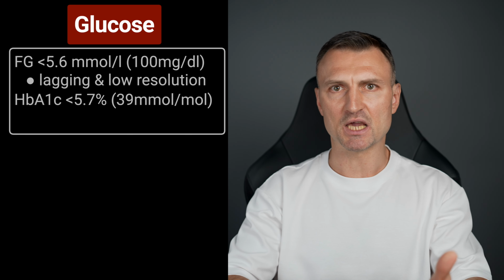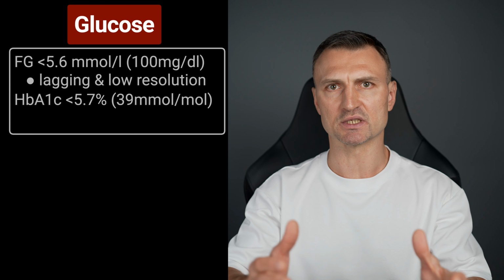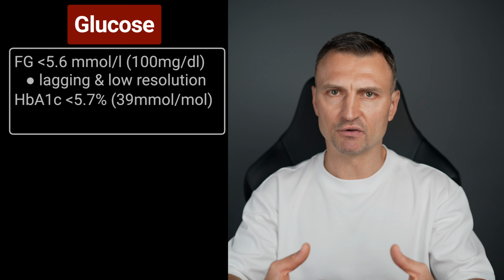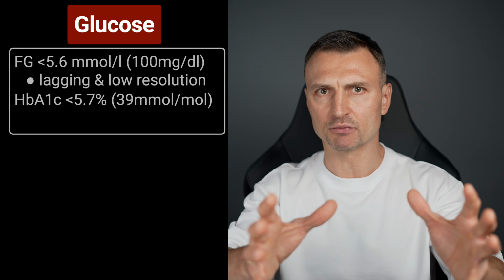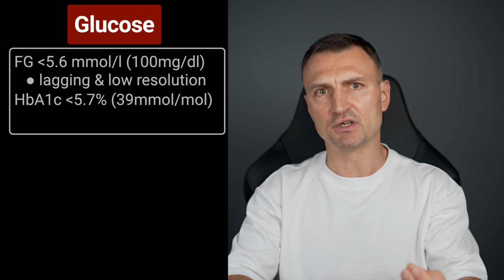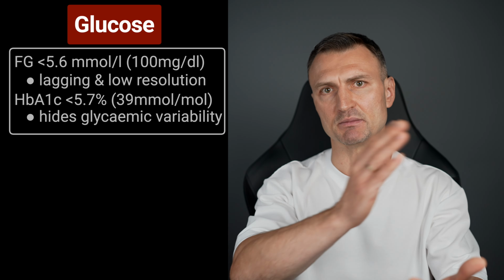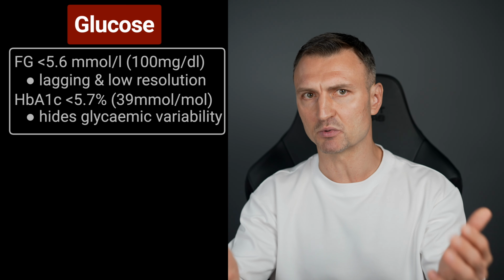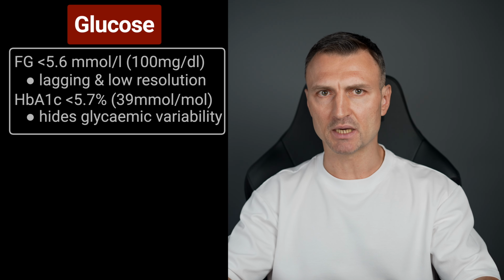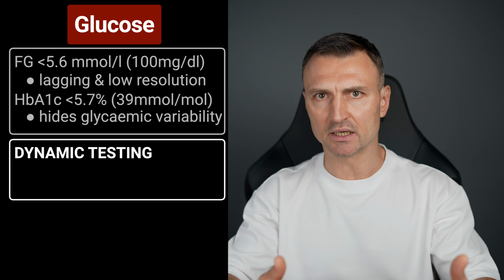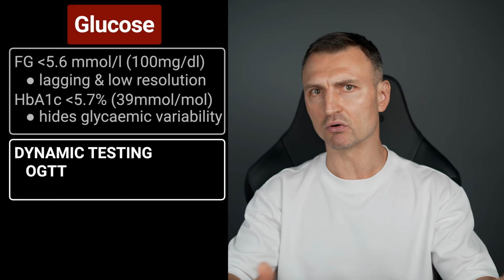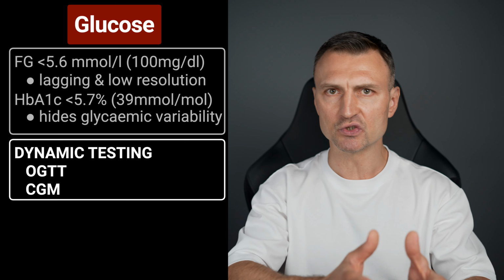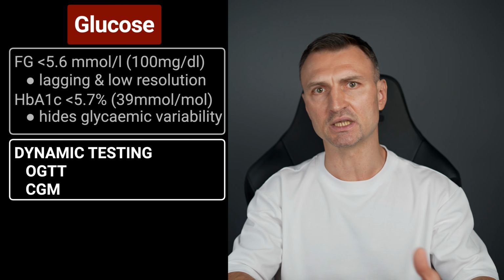On the other hand, HbA1c, which is the parameter that shows us the average glucose across a 3-month period, is a useful metric of getting an overview of long-term glycemic control, but the downside of it is it completely hides the glycemic variability from us, so we cannot judge any glucose spikes or troughs with this parameter. And this is why in my practice I prioritize dynamic testing like baseline and regular OGTT, oral glucose tolerance test, and continuous glucose monitoring over these 2 snapshot options of fasting glucose and HbA1c.